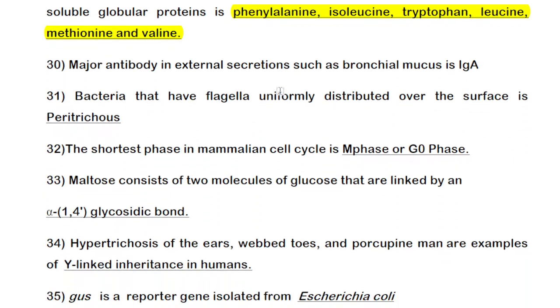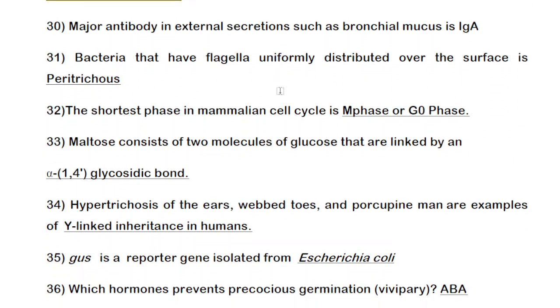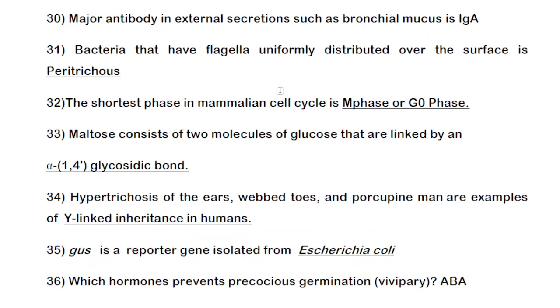Question number 30, the major antibody in external secretions like mucus, saliva or bronchial mucus is IgA, and IgA has unique characteristics. So just read about IgA also.